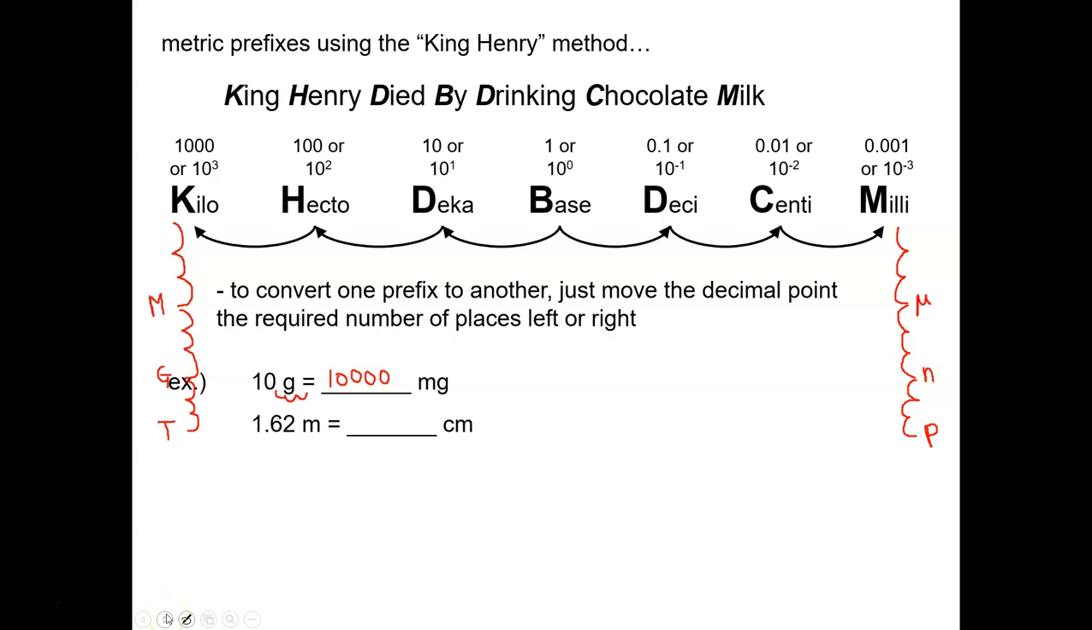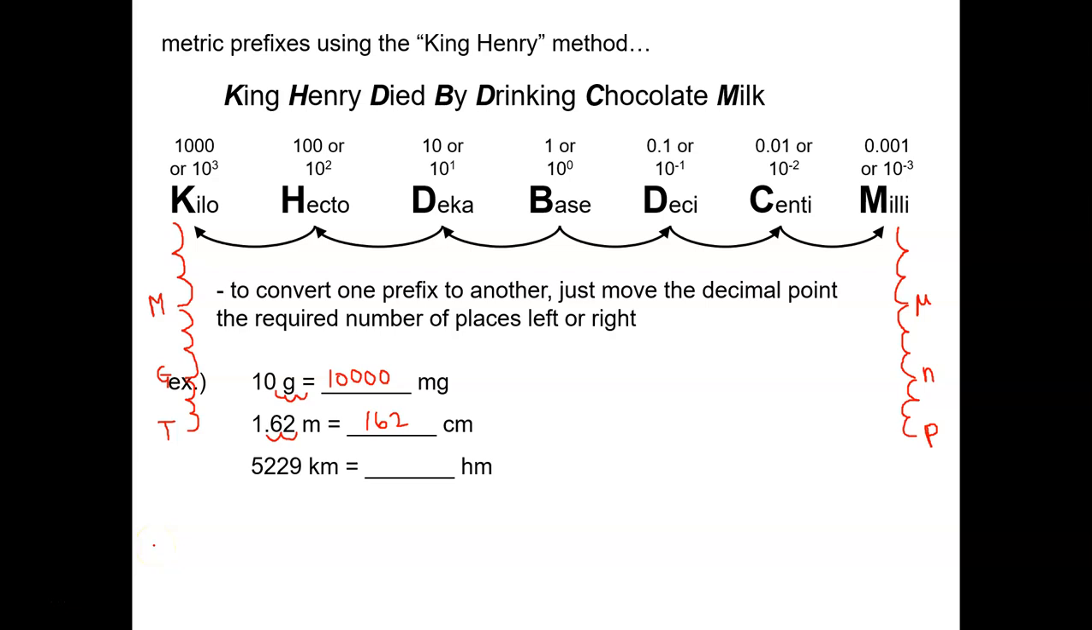All right, let's try another one. 1.62 meters into centimeters. So again, this is just meters, so meters is the base. I want to go to centimeters. So centi's right here, that would be 1, 2 places to the right. So I'm going to move my decimal point 1, 2 places to the right, and that becomes the number 162. So 1.62 meters is 162 centimeters. Seeing how this goes? Let's try another one.